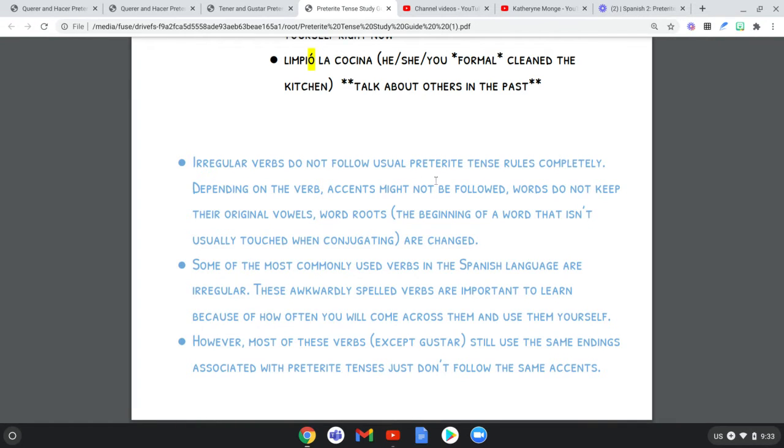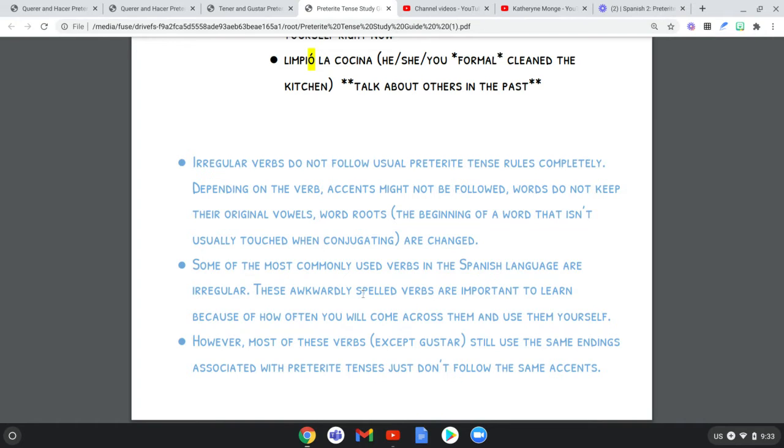So I'll even read exactly from here. Irregular verbs don't follow the usual preterite tense rules completely. The endings, those aren't touched. Those are still there. It's just that now the accents might not keep the original rule that they have to have. Similarly, the roots, which is basically the beginning of a word that isn't the ending, like the AR, ER, IR, that usually is not touched. You only change the last 2 letters, right? The roots are changed, usually, when it comes to irregular versions of the preterite tense.